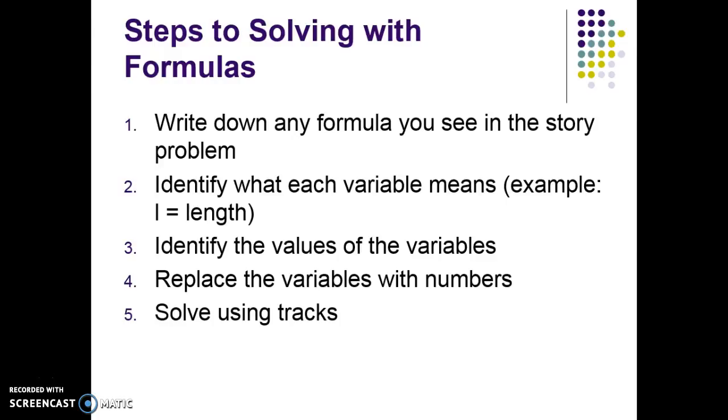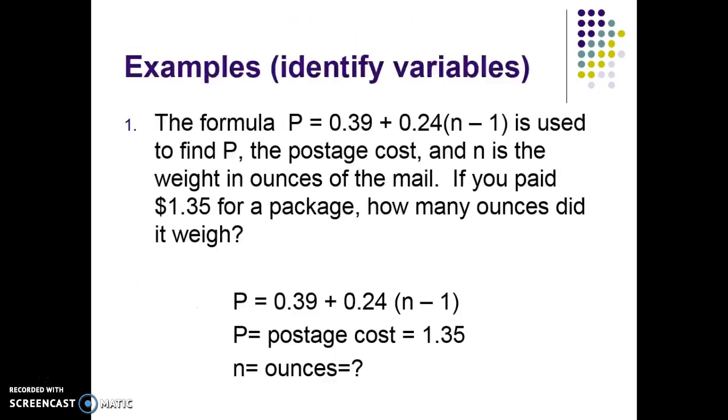So the only new part here really is interpreting what is being given in the story problem and plugging it into the formula first. The train track part is something you're very familiar with, and that should be easy at that point. So here's an example. The formula P equals 0.39 plus 0.24 times n minus 1 is used to find P, the postage cost, and N is the weight in ounces of the mail. If you paid $1.35 for a package, how many ounces did it weigh? So we're going to follow the steps.